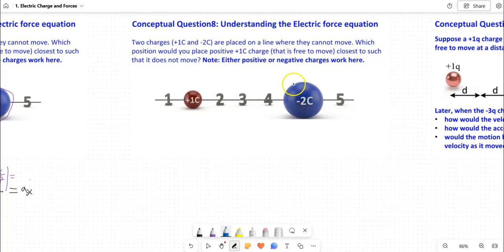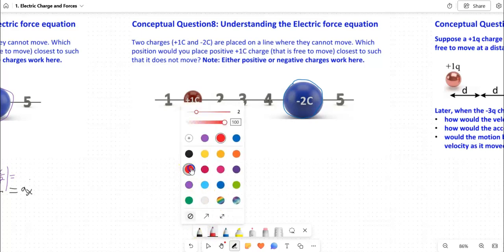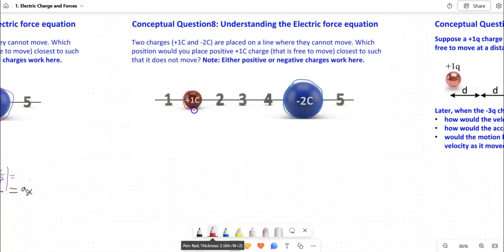Now here we have a blue -2 Coulomb charge, and we have a red positive 1 Coulomb charge. So where are we going to put our black positive 1 Coulomb charge on this number line such that it will not move? Meaning the forces will be in balance and nil each other out so that the acceleration is zero. The starting acceleration is zero. All right, so try this out. Pause the video now.